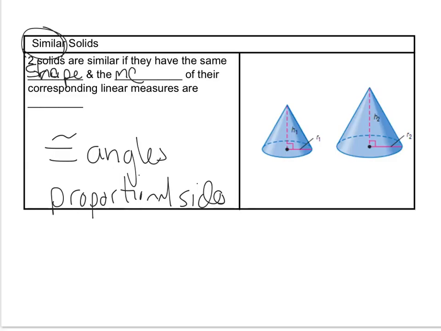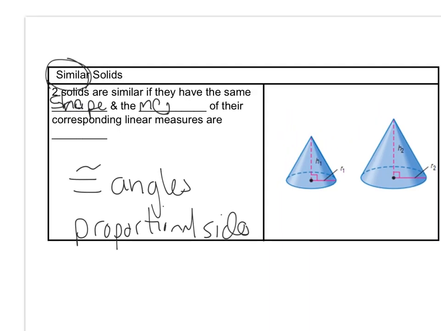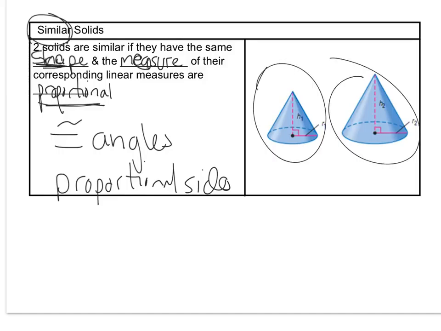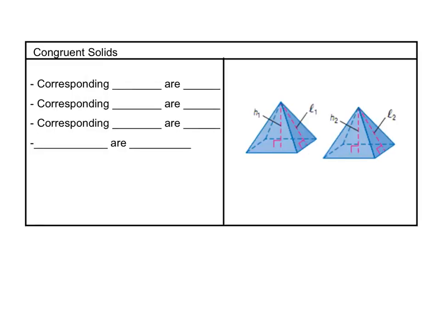The measures of their corresponding linear measures are proportional, or in proportion. That's how the rules of similar shapes go. They have the same shape, so you've got a cone here and a cone here. You're not comparing a cone to a pyramid; there's no way that's similar. That doesn't work. And then the measures of their sides are in proportion.